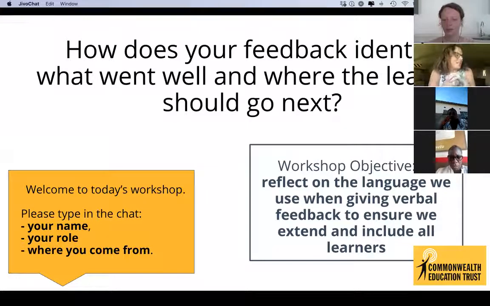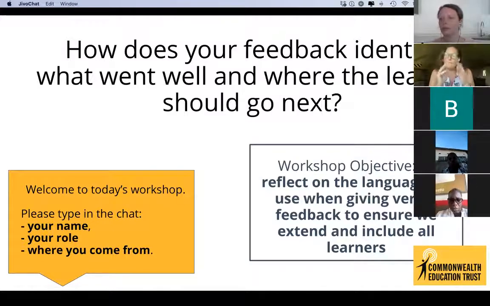And the objective today is to reflect on the language we use when giving verbal feedback to ensure we extend and include all our learners.